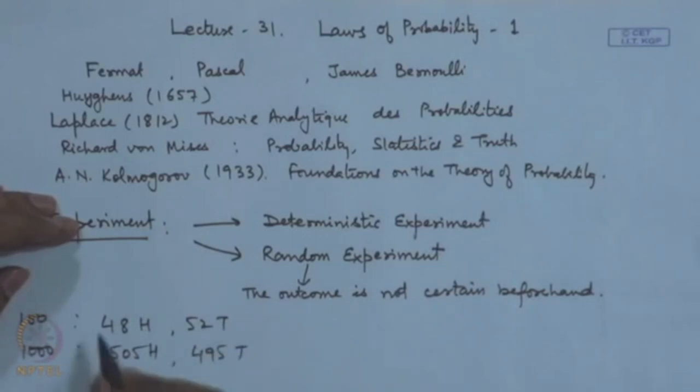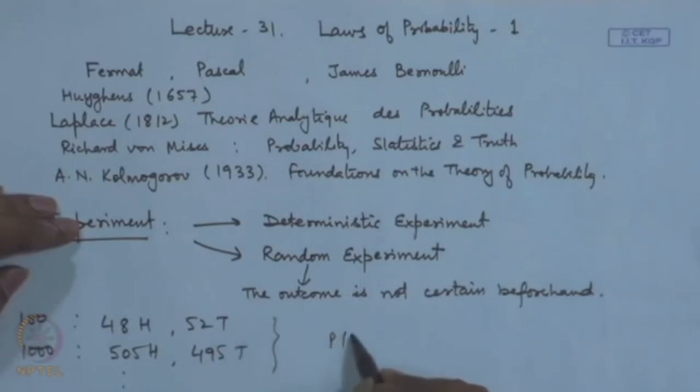That means, if we are conducting it a large number of times, we may observe a pattern, and that pattern gives us the probability of individual events. For example, we may safely say that the probability of occurrence of a head is half, or the probability of the occurrence of a tail is half.